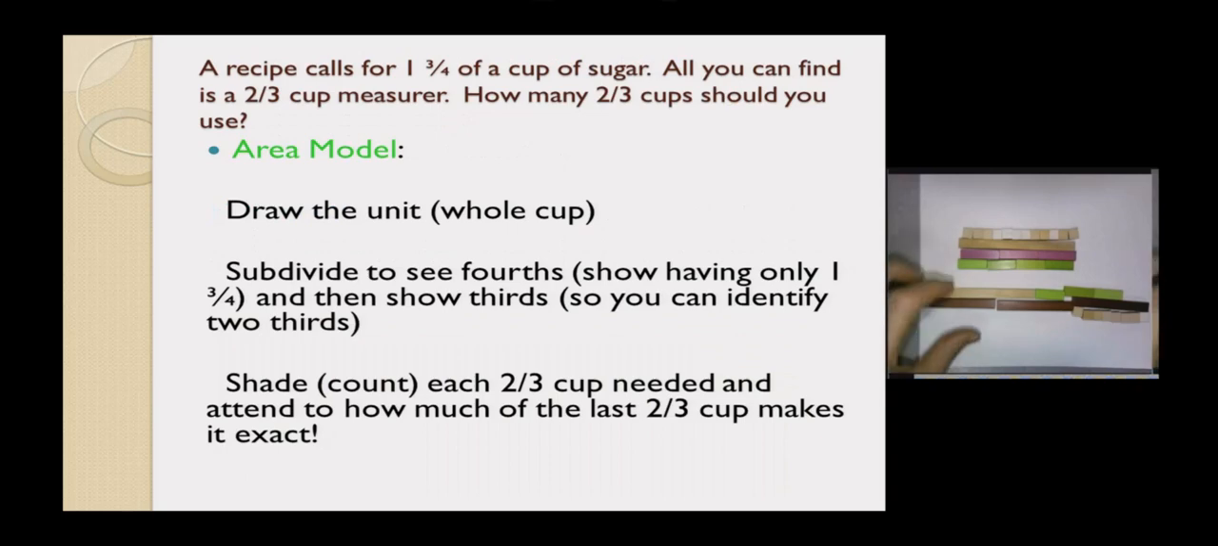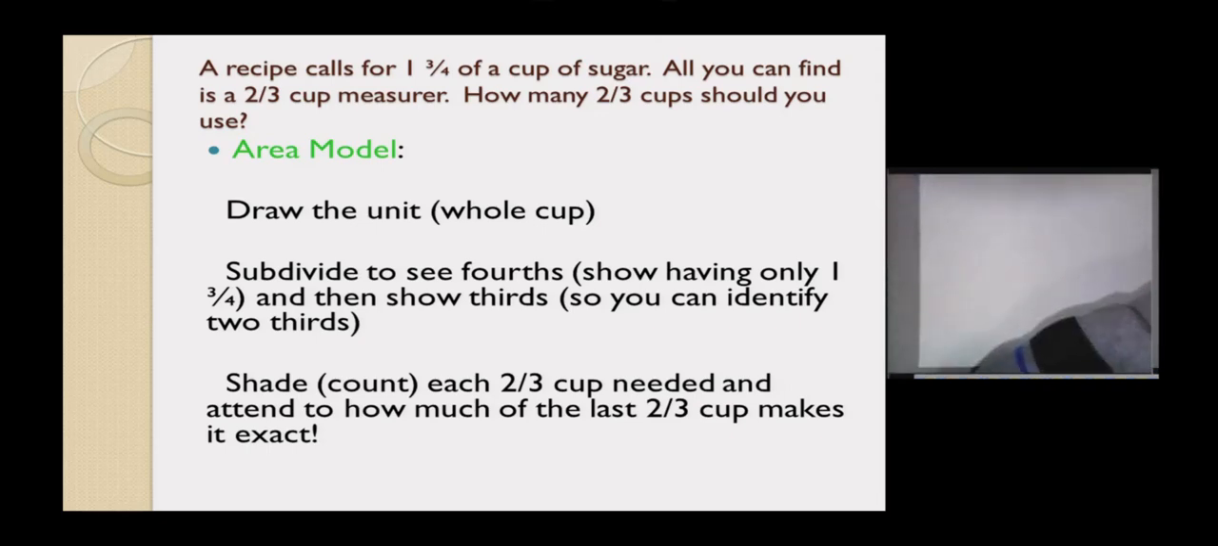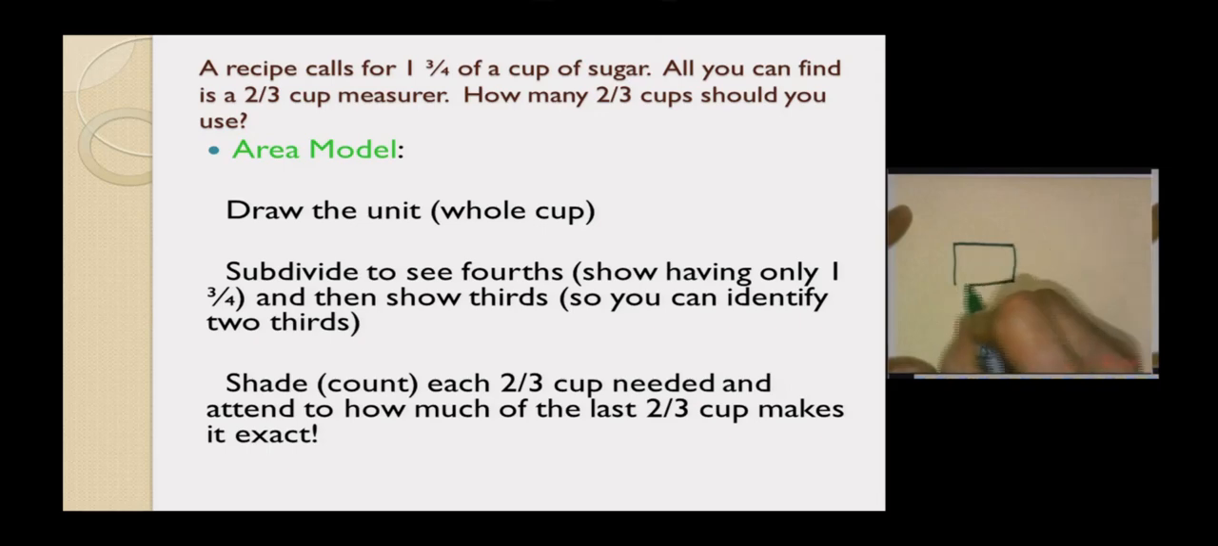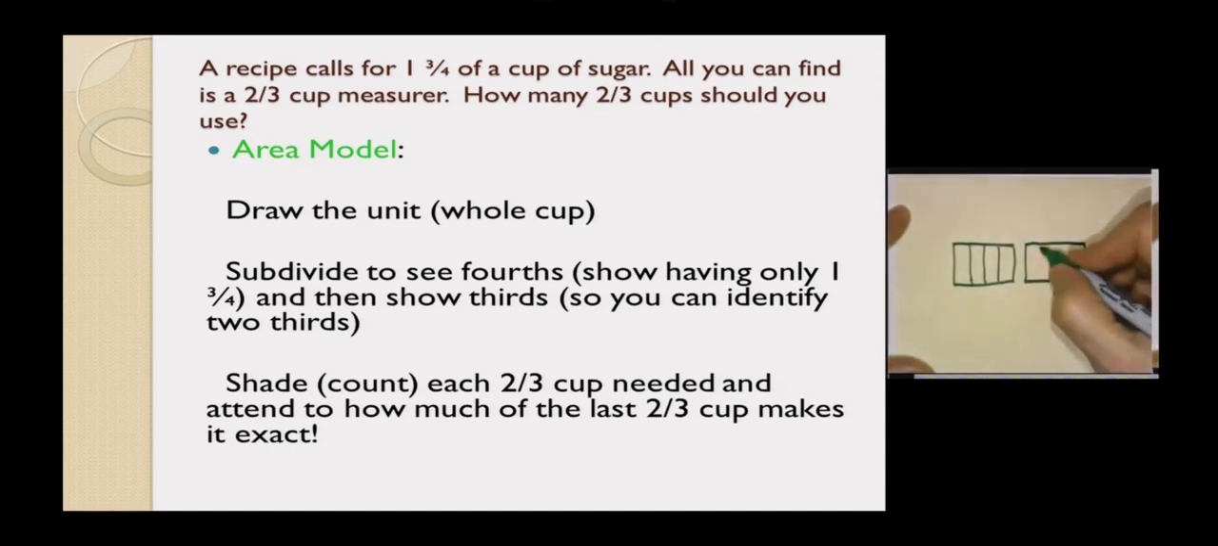So if we're going to do an area model, let me move this out of here. I need to show that we need 1 3/4 cup of sugar. So I can make even some smaller units here. There's a whole cup of sugar. Here's another whole cup of sugar. I want all of that one and 3/4 of the other one, so I'm going to divide all of them into fourths so they look the same. I do not want any sugar out here.